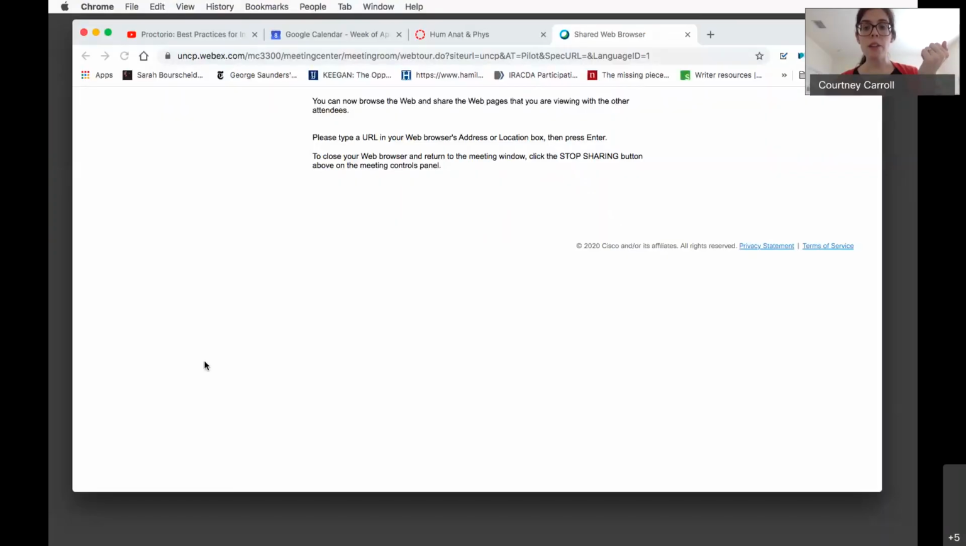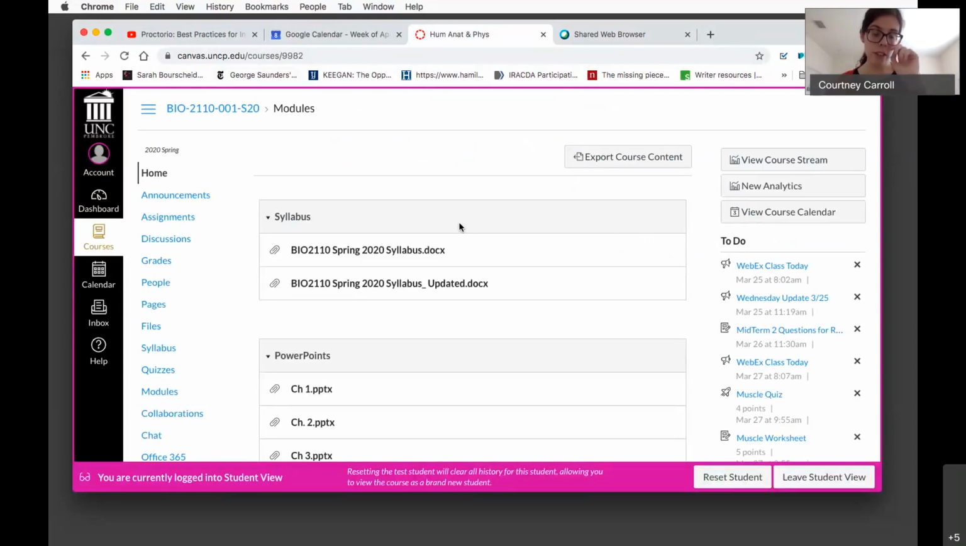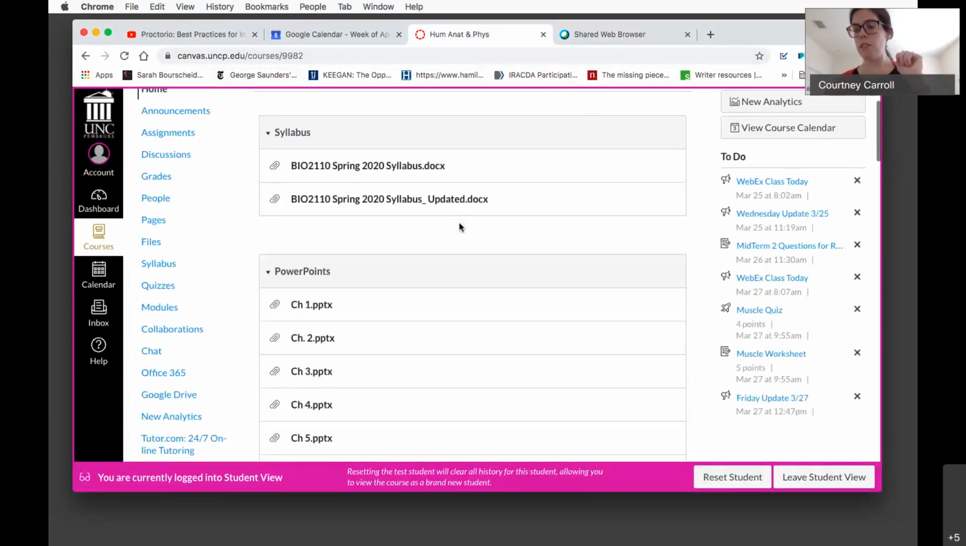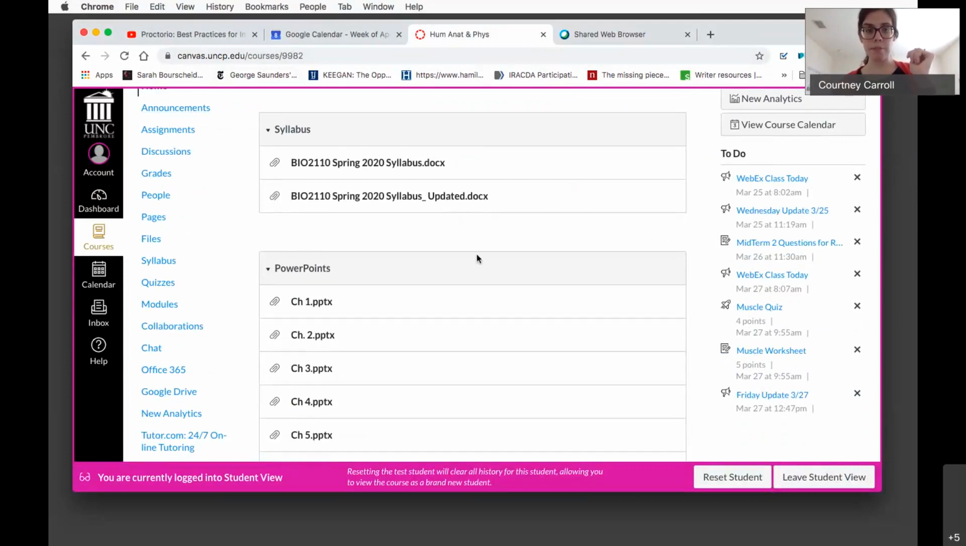Okay, so I'm going to share my first web browser. As always, if you have a question, please put it in the chat function. So this is what Canvas looks like for you guys. Again, a few due dates are coming up that I want you to be aware of.